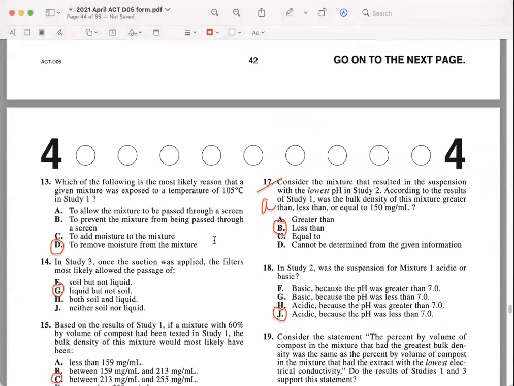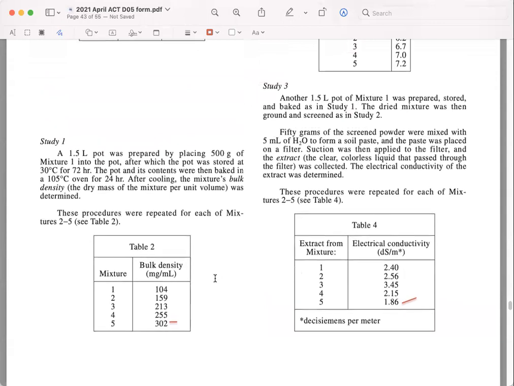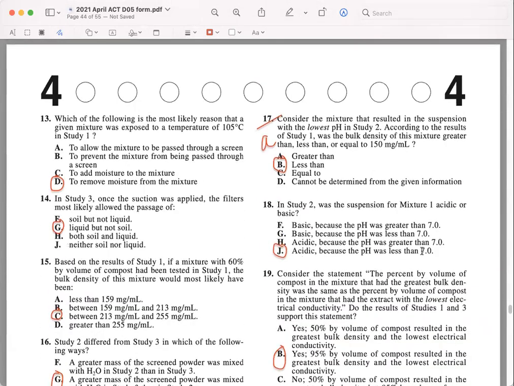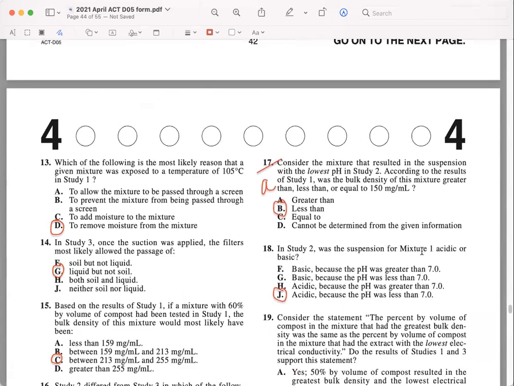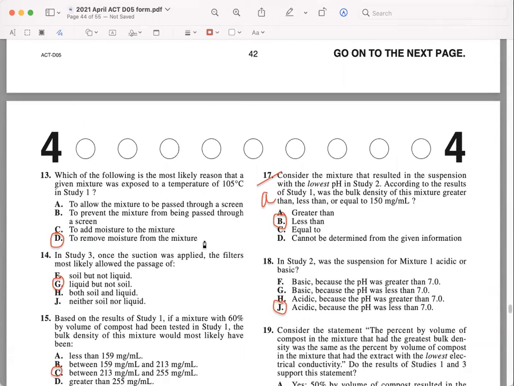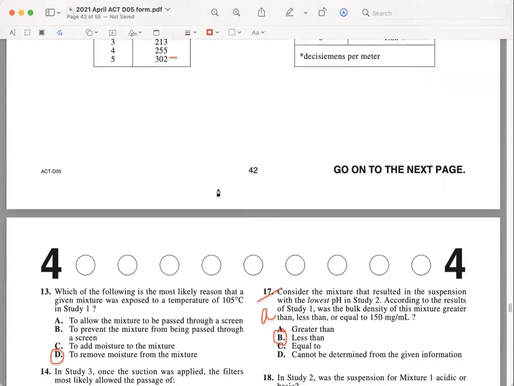Let's see what happened here. 17 is A. Yeah, it is A. Consider the mixture that resulted in the suspension with the lowest pH in study 2. Okay, so lowest pH in study 2 was mixture 1, right? According to the results, was the bulk density of this mixture greater than 150 milligrams per milliliter? How is this A? Bulk density of this mixture is 104. It is less than, right? Am I missing something here?